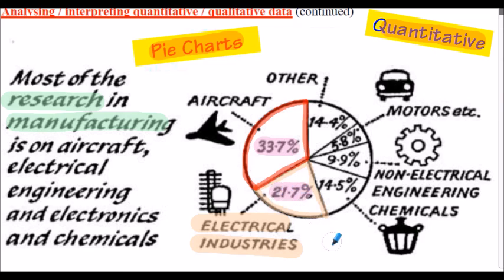So the visualization of the pie chart instantly shows you where most of the research in manufacturing occurs, but if you want the specific values, then the pie chart also states these. So again, a very useful way of displaying quantitative data.